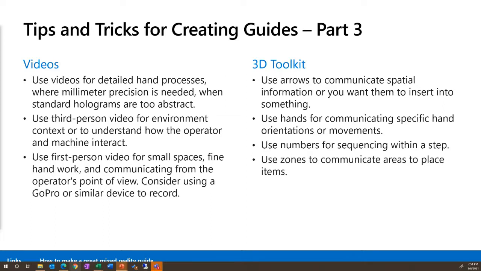We also have the 3D Toolkit available, and this is where we can use a variety of different tools. This is by no means a comprehensive list, but these are the most common ones. Think about using arrows to communicate spatial information, or if you want them to insert an object or a part into something else. Use the hands in the 3D Toolkit for communicating specific hand orientations or movements, and use numbers for sequencing within a step. And the last one is zones. You can use zones to communicate areas to place a particular item.